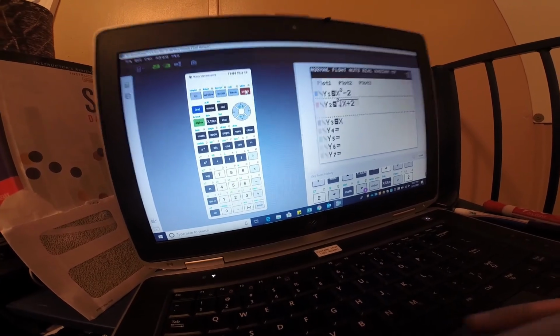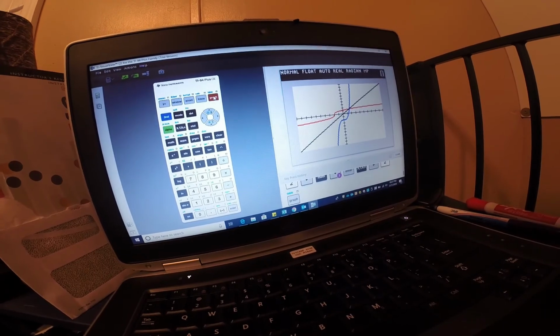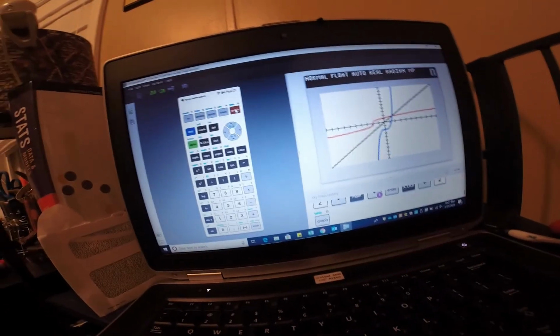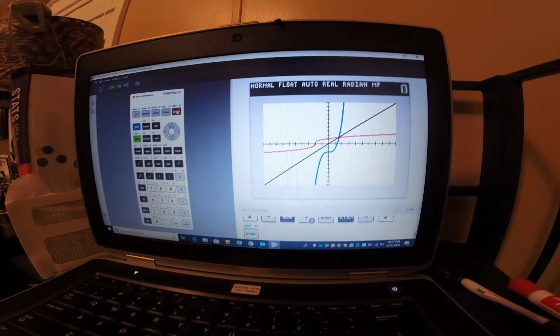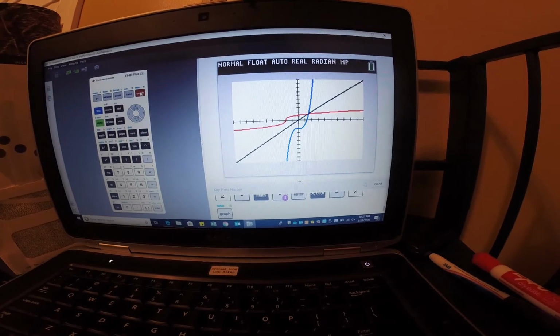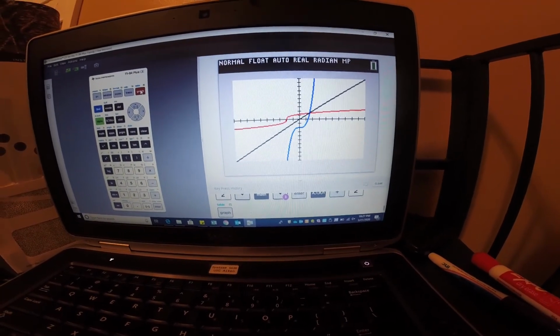Okay. We hit the graph button. There's the first one, there's the second one. And we have our line y equals x. Now, you can look at it on your own calculator. Remember, blue is our first line, red is our second line, and the black line is our third line, which is the line it's supposed to be reflected on.